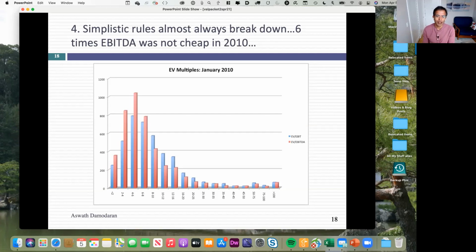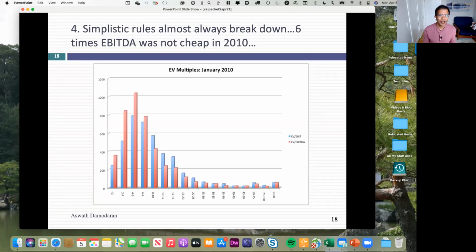So I bided my time. And every year, one of the things I do is a distribution of EV to EBITDA multiples. In January 2010, I did this distribution for US companies. And guess what? In January 2010, half of all US companies were trading at less than 6 times EBITDA. I remember sending this graph to him and saying, is this still cheap to you? Half the market looks cheap to you?